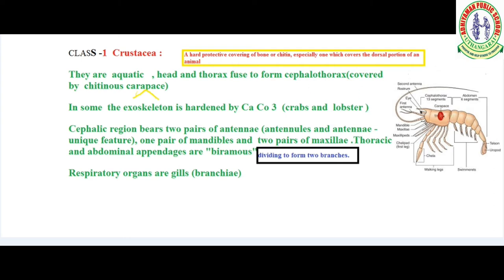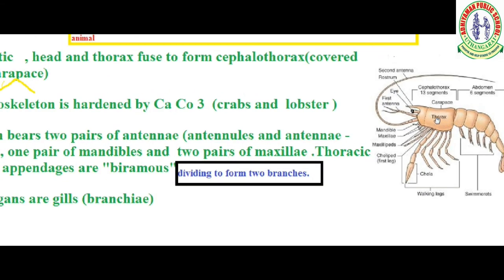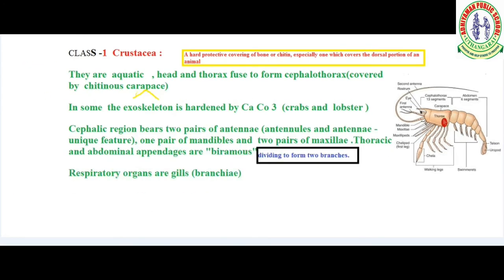So here you can see the carapace, over the thorax region. This is the picture of a prawn. Here you can see the antennae, the mandible region, and the maxilla. The abdomen region has six segments, the cephalothorax region has thirteen segments, with the carapace, walking legs, and telson. So this is all the structure of a prawn, which comes under crustacea.